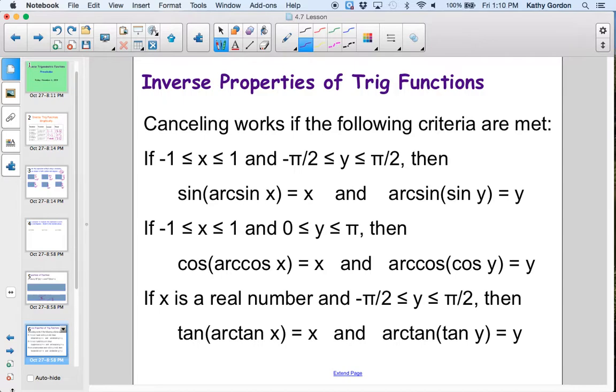If it's the sine on the outside and inverse sine on the inside, then I just have to make sure that what I'm taking inverse sine of is something within the domain of inverse sine, which means it's got to be between -1 and +1. Okay? If it is, then I can cancel.